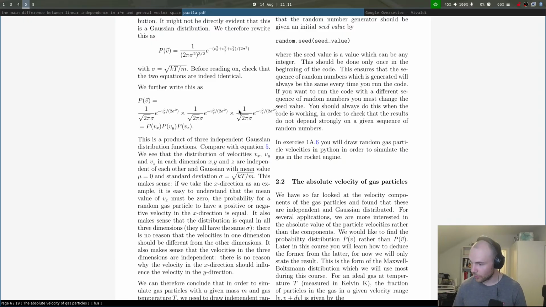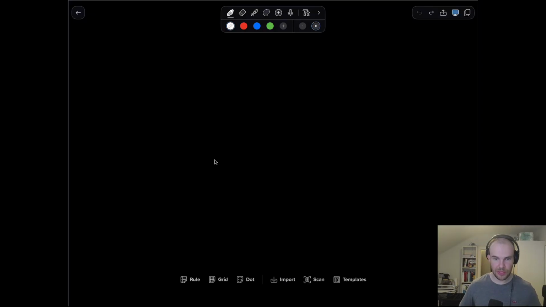And from what we have here, we can conclude that if we want to simulate a particle that has a mass and a temperature, we can use this function here. Of course, this one will give us the probability for, let's say, v of x, which means that we have to draw three independent Gaussian distributions, one for each of the components. Okay, we can do that. That is no problem. So we can actually do that in Python.